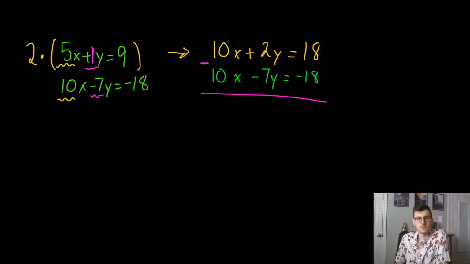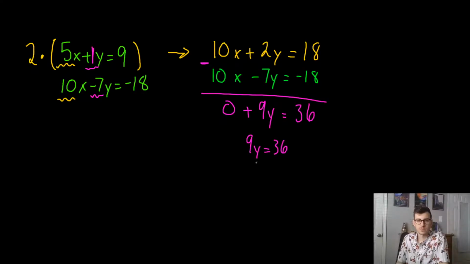All right, I guess we're going to stick with pink over here. 10x minus 10x is 0. 2y minus negative 7y, okay, minus a negative. Remember, subtraction is adding the opposite. So 2y plus 7y is 9y. And 18 minus negative 18, adding the opposite, so 18 plus 18 is 36. So I have 9y equals 36. If I divide both sides by 9, I get y equal to 4.